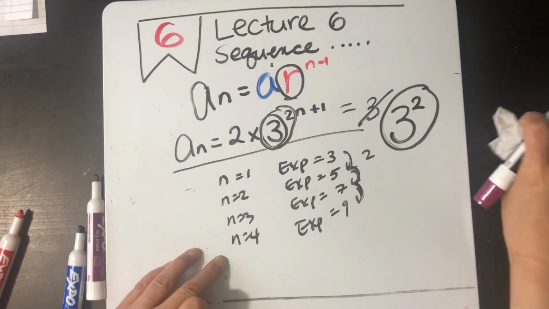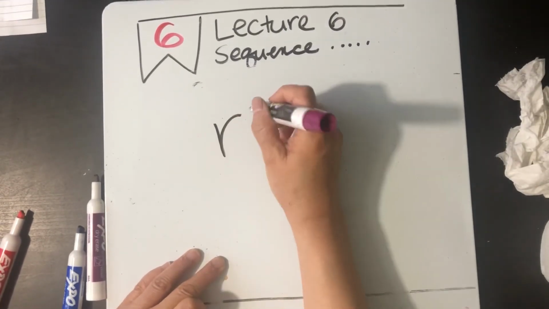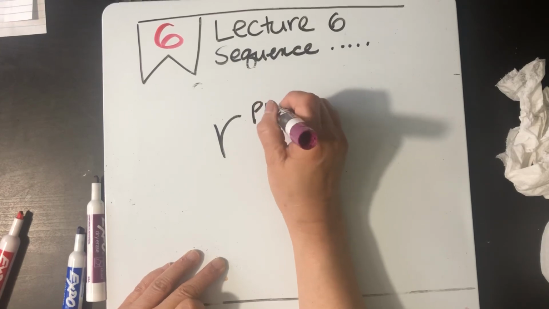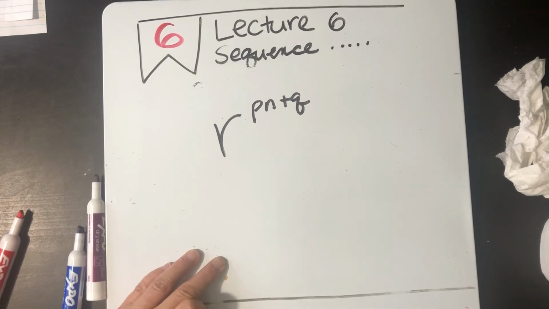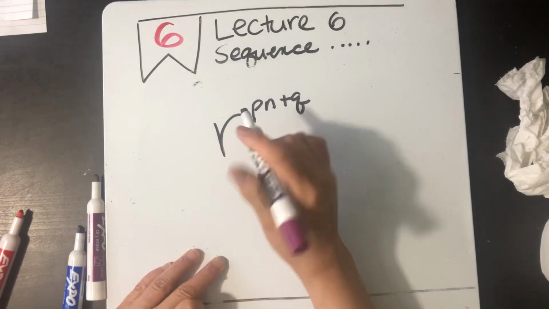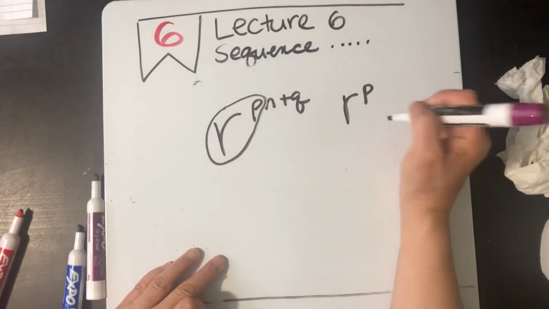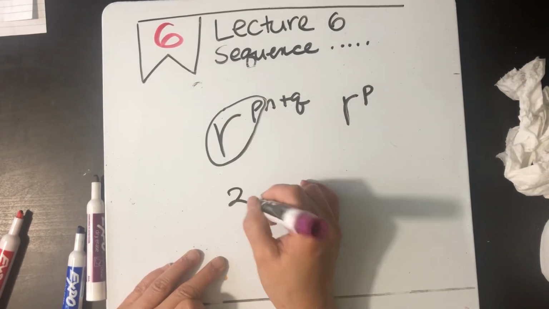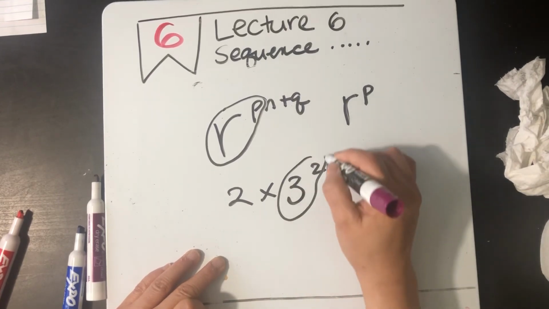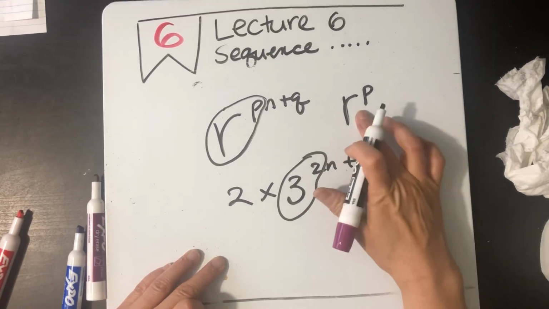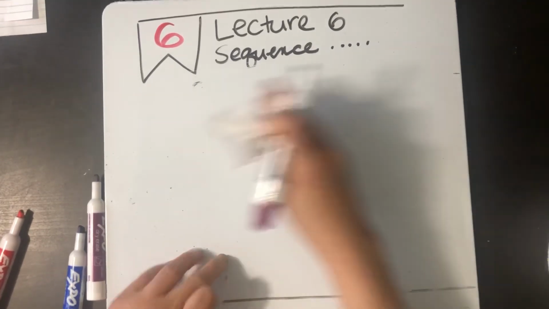So if there is something like the exponent being Pn plus Q, what is the ratio here? The ratio is not R. The ratio is R to the power of P. This is the ratio. Just like here, the ratio was this. That's the constant. That is kind of important to know.